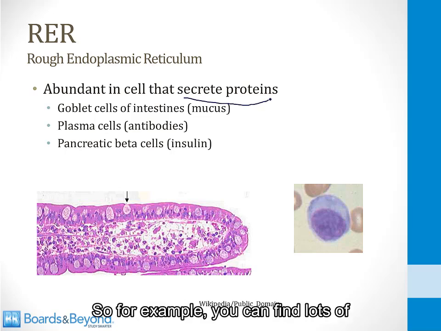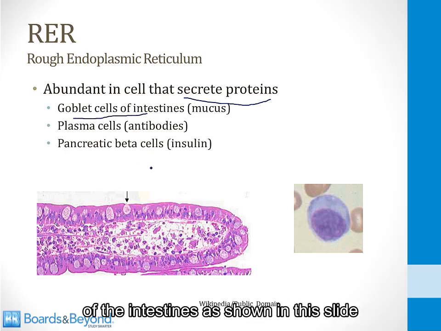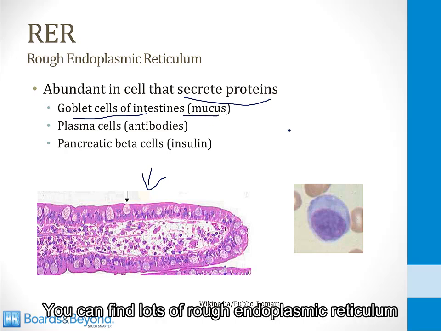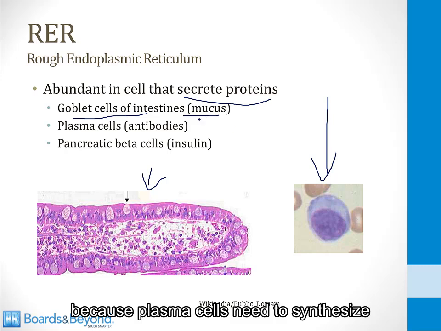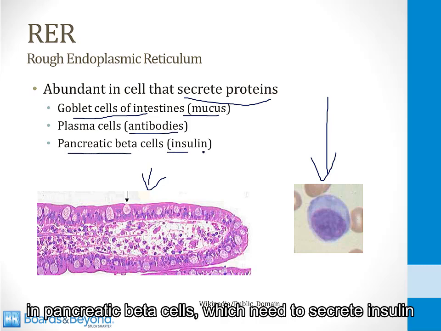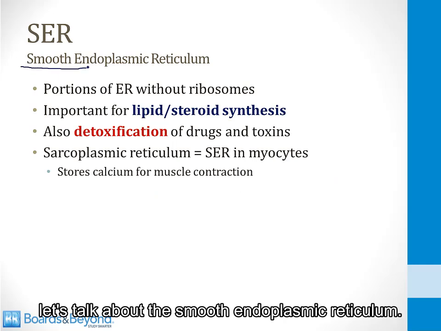So for example, you can find lots of rough endoplasmic reticulum in the goblet cells of the intestines, as shown in this slide on the bottom left of the screen. Those cells are responsible for synthesizing and secreting mucus. You can find lots of rough endoplasmic reticulum in plasma cells, as shown on the right side of the screen, because plasma cells need to synthesize and secrete antibodies. You can also find lots of rough endoplasmic reticulum in pancreatic beta cells, which need to secrete insulin, which is a protein.